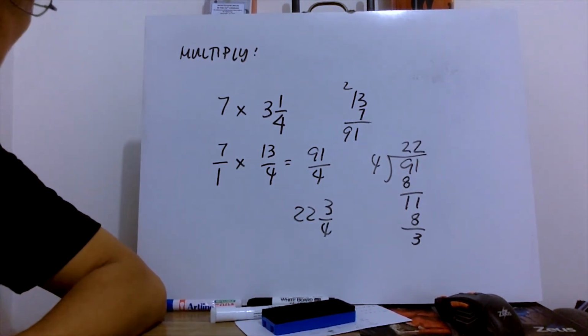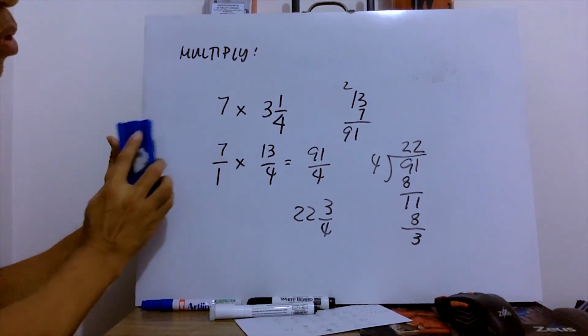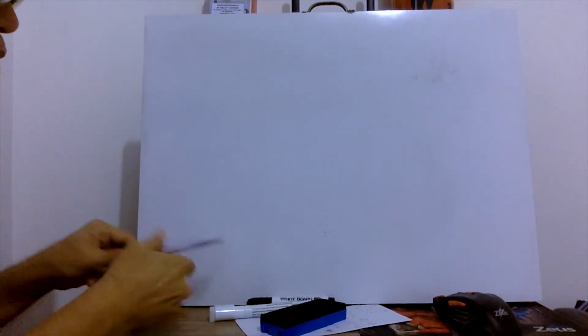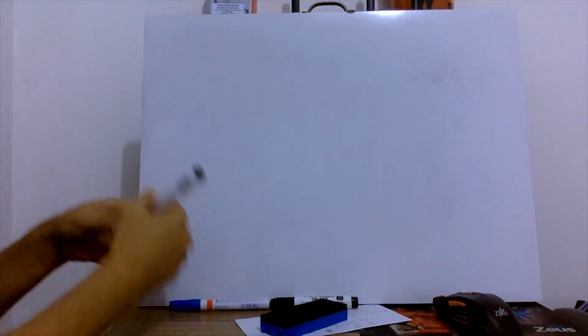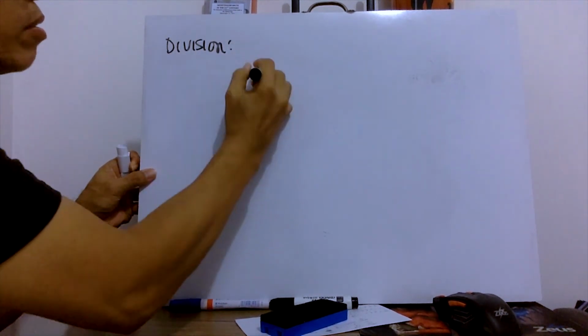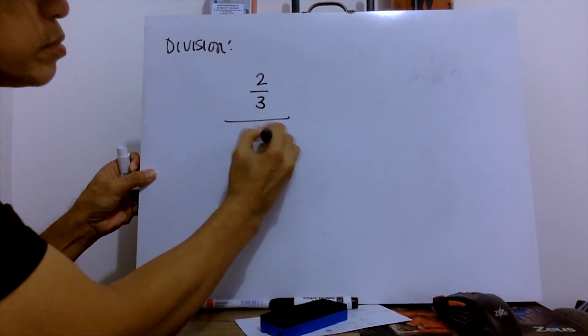What do you think? Right? Okay, let's go back to division. Okay, some fractions are written in this format. For example, 2/3 over 3/4.